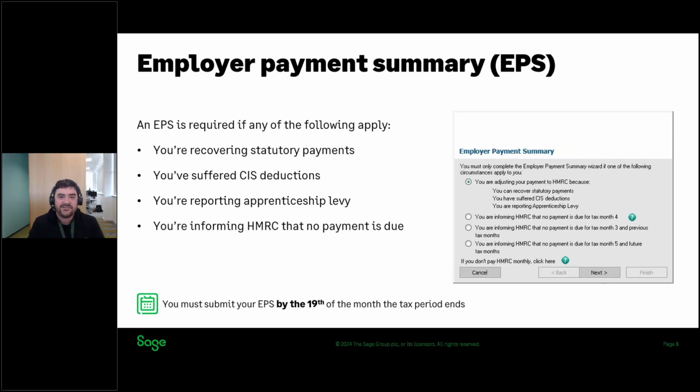Just a note on the deadline for this one, EPS must be submitted by the 19th of the month that the tax period ends. So if you're talking calendar month, the 19th day of the following calendar month is the deadline for this submission.